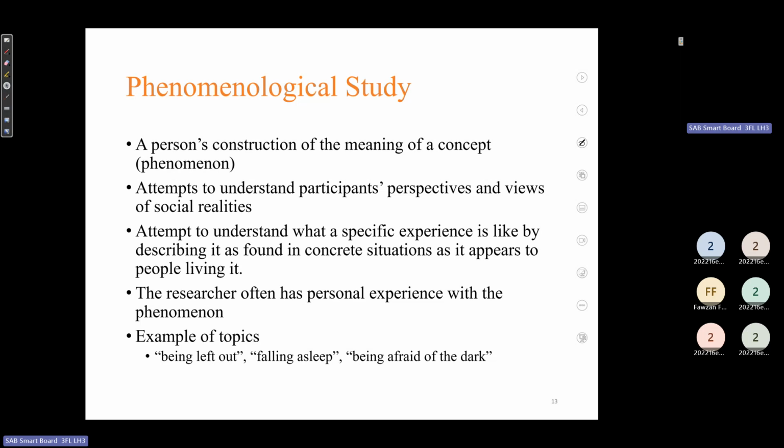Then the next tradition in qualitative. How many traditions are there? Five traditions. What is the first tradition? Biographical study. The second tradition is phenomenological study. What is a phenomenon? A phenomenon can be anything. In a phenomenological study, you study a concept. Phenomenon means a concept. You take any concept and you study it. Maybe you can take the concept of Bitcoin and study it.